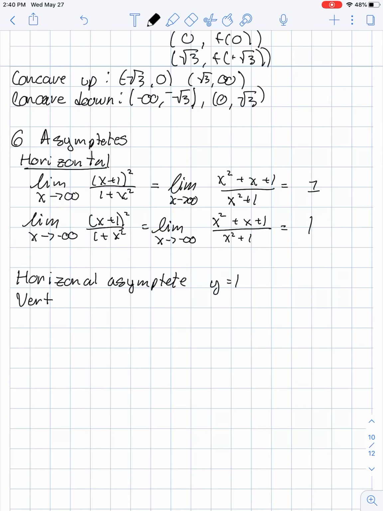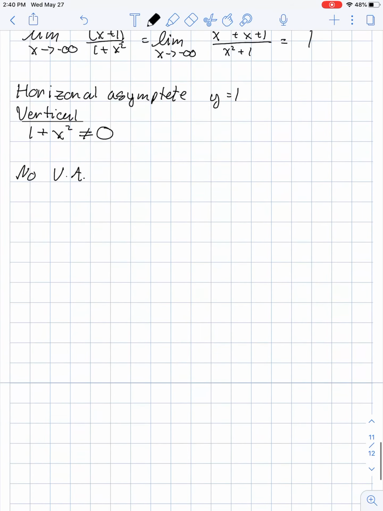So vertical asymptotes. That's when the denominator equals 0, but 1 plus x squared cannot ever equal 0. So there's no vertical asymptotes. We'll call them VA. Alrighty. And so now we're going to sketch our graph.